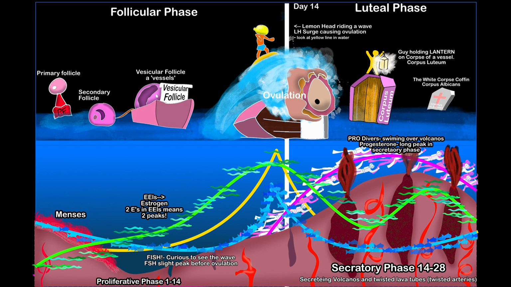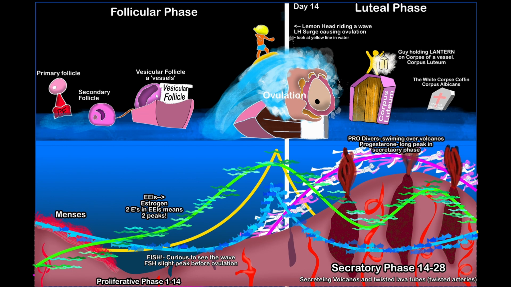Day 14. We go back to day 14. Day 14 is when ovulation happens. The ship that was carrying our vesicle has been tipped over by a big wave. What's that wave? I'm glad you asked. Here we have a guy with a lemon head. Right there. Lemon head. Here we have a guy, lemon head. LH. Luteinizing hormone wave, causing ovulation.